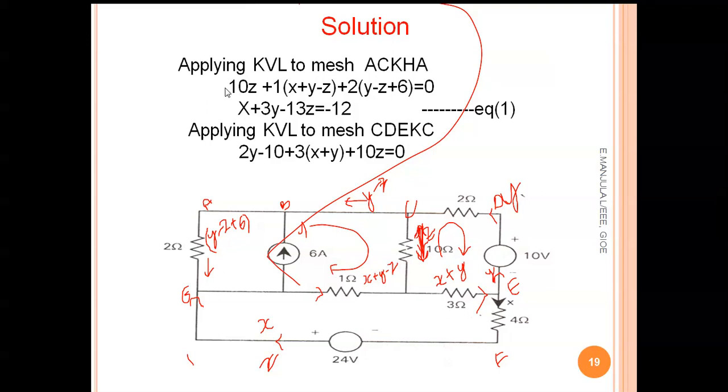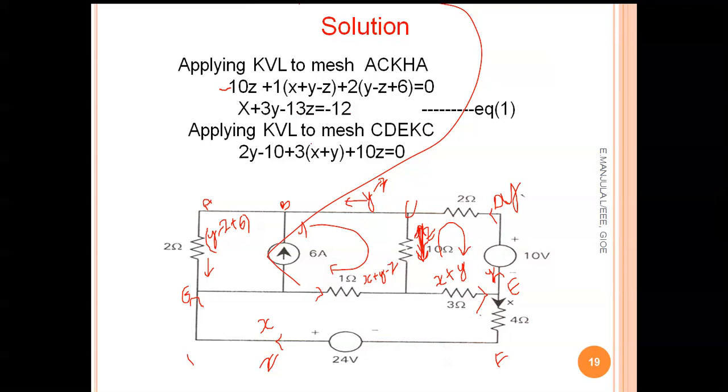Okay, in this loop, the direction of the current and the direction of the loop is the same, so it is minus 10z plus 1 into (x plus y minus z). Okay, plus 2 into (y minus z plus 6) is equal to 0. Okay, from this equation we got x plus 3y minus 13z is equal to minus 12.